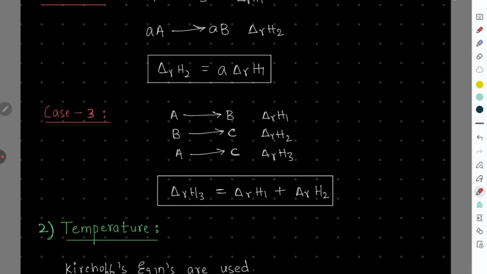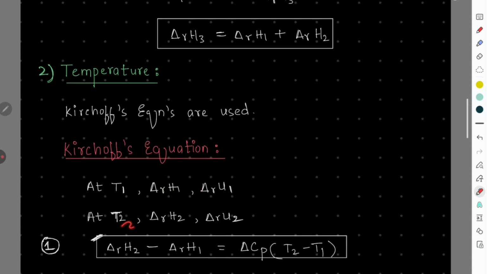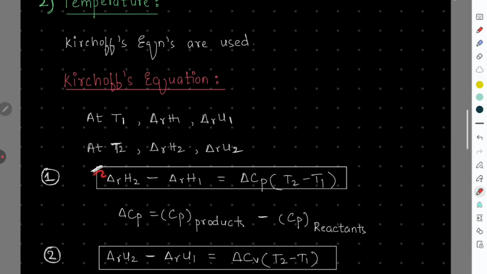Okay. The second factor which is affecting is temperature. Here Kirchhoff's equations are used. Kirchhoff's equation: at temperature T1, heat of reaction is delta H1 and delta U1. At temperature T2, delta H2 and delta U2. The first Kirchhoff's equation is delta H2 minus delta H1 is equal to delta Cp into T2 minus T1.